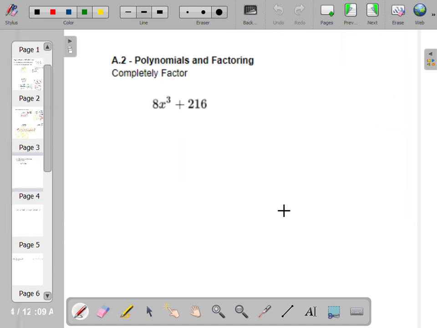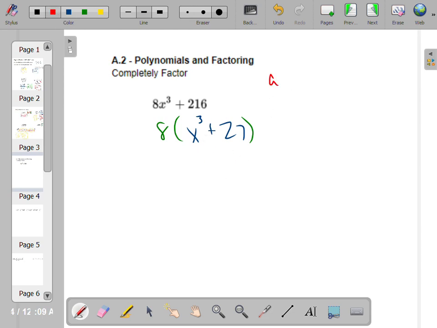Now let's talk. Our next page is A2, completely factor. When it says completely factor, you need to always remember to look for GCF. And this one is really easy to forget because these are both perfect cubes. So I'm going to factor out the 8, and I will be left with x cubed plus 216 divided by 8 is 27. And now what we have is another sum of cubes.